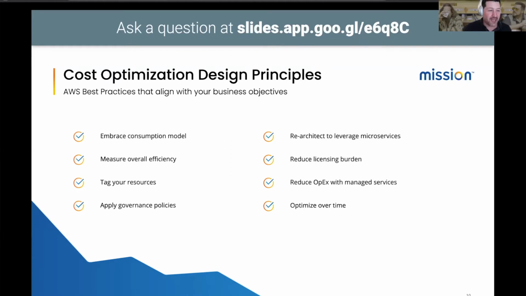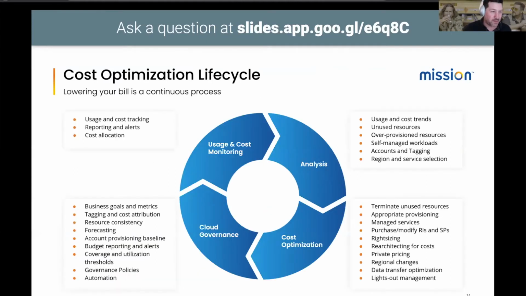So let's go to the next slide and really dig in deeper on that journey aspect of things. So we've talked about the design principles for cost optimization.